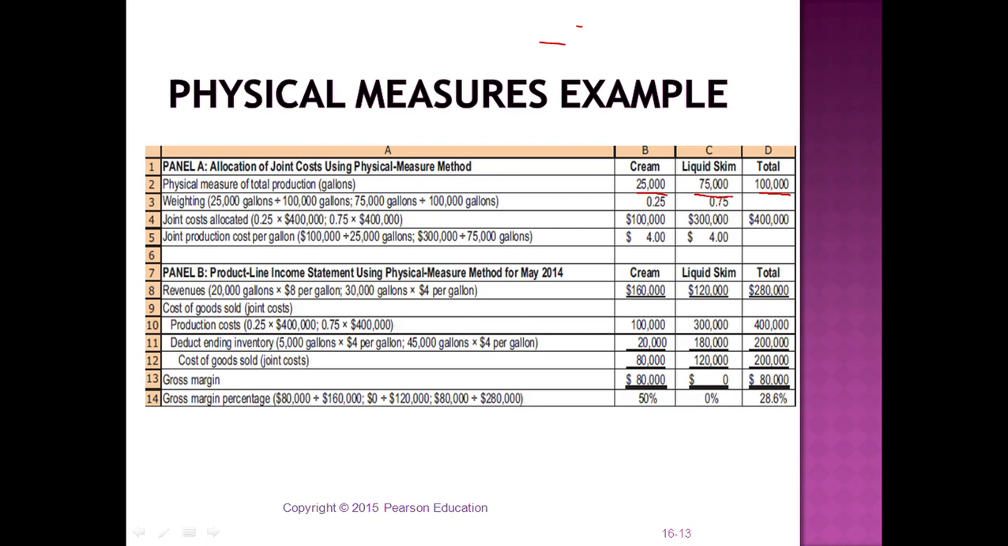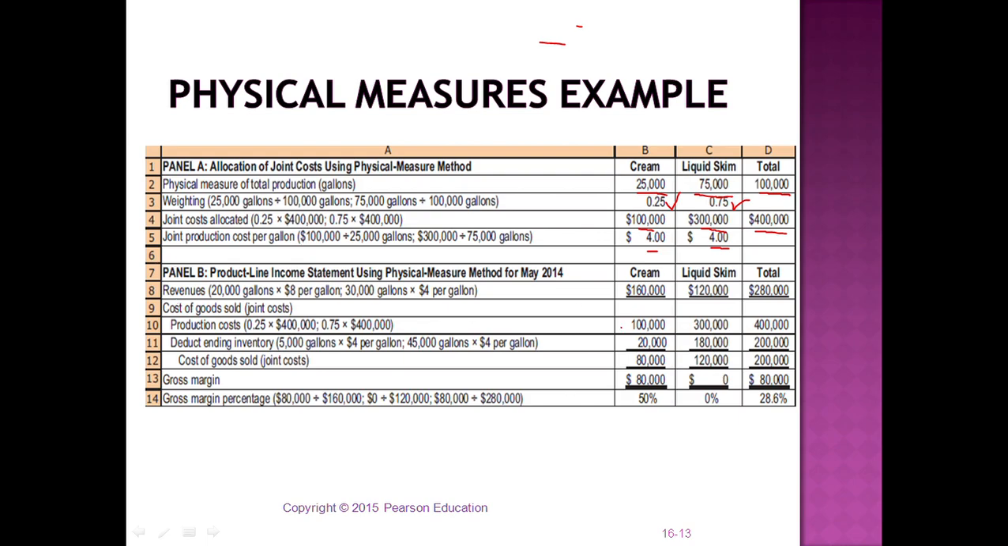So 25,000 divided by 100,000 is 25%, and 75,000 divided by 100,000 is 75%. So you use this 25 to 75 ratio to distribute the joint cost to the joint product. So 400,000 times 25% is 100,000, and 400,000 times 75% is 300,000. You use that as a distribution basis, and per unit cost will remain the same under this approach. Okay. Fine. So with that, let's go on to preparing the income statement.